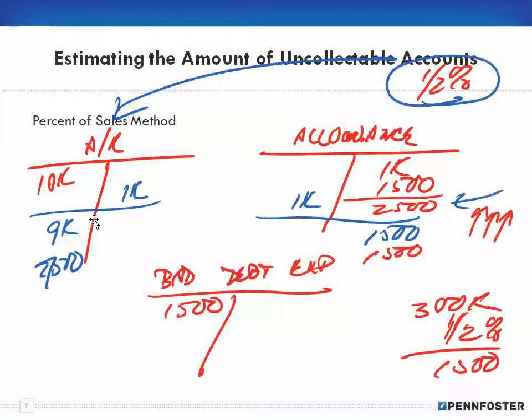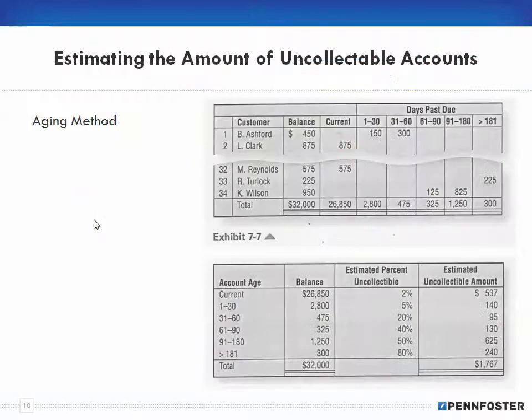And then also, in the allowance method, in order to figure out what our estimate is going to be, we're either going to use the percentage of sales method, which was covered in the rest of that video, or the aging method, which we're going to do in this one.